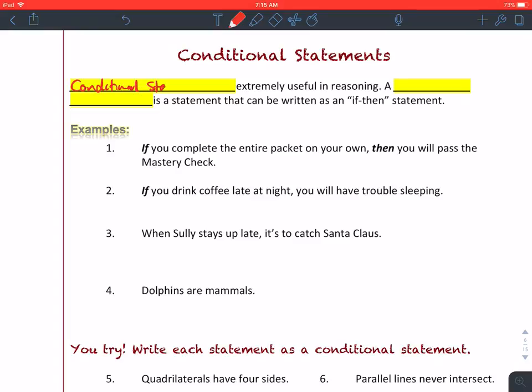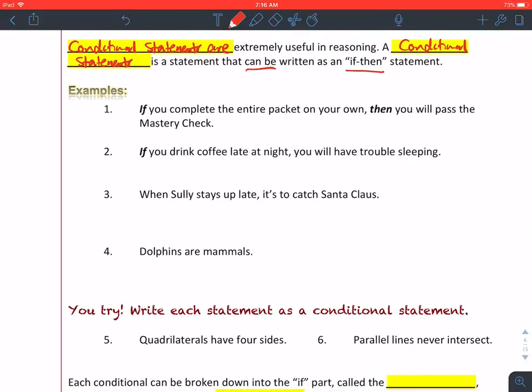Conditional statements are extremely useful in reasoning. A conditional statement is a statement that can be written in if-then form. Can be. It doesn't have to be, but it can be in if-then form. If it is in if-then form, it's going to be very easy to do. If it's not, it's going to be a little more challenging.